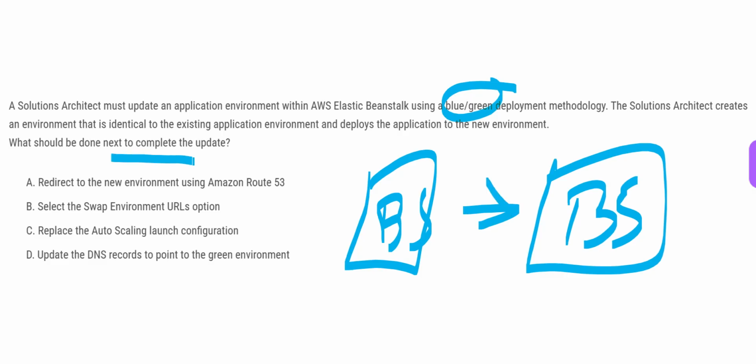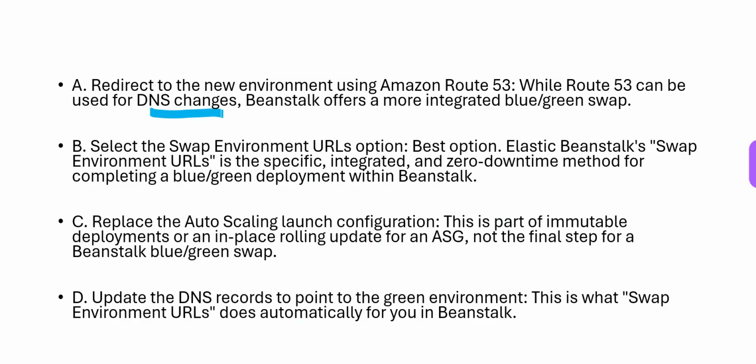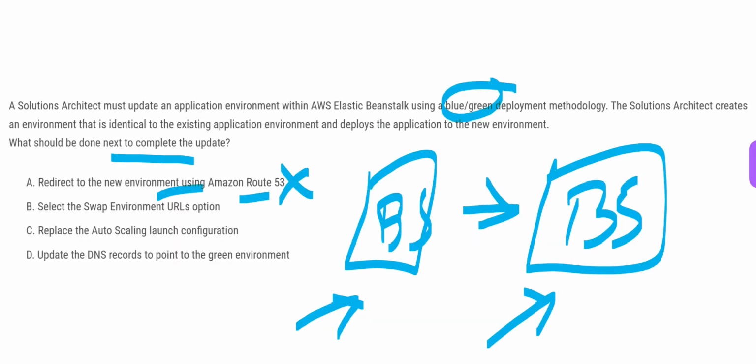Now, what should be done next to complete the update? You have to do a blue-green update. Option A says I will redirect to the new environment using Route 53. You are going to tell Route 53, don't go here, go here. This will not work because it can be used for DNS changes, and Beanstalk offers a more integrated blue-green swap. Whenever you see Route 53, it is a DNS solution. There is no mention of DNS in our question, so we will not use this. B says let's select the swap environment URLs option. So you swap the environment URL.